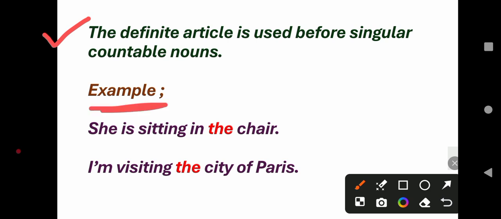The first example is she is sitting in the chair. In this sentence, the is used because it refers to the specific chair, perhaps one that has already been mentioned and is clearly identified. And the second example is I am visiting the city of Paris. In this sentence, the is used because Paris is a unique and specific city.